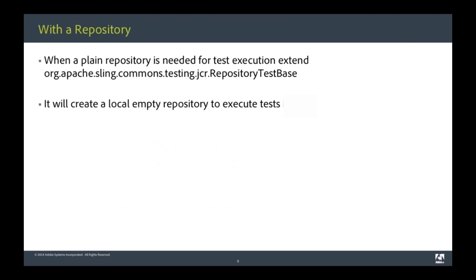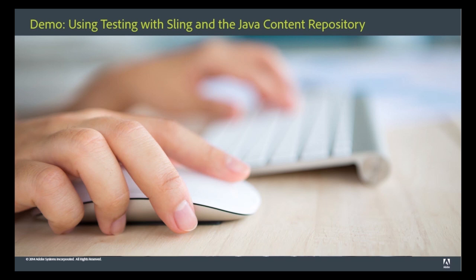Now, when a plain repository is needed for test execution, all we have to do is extend the repository test base class, and then this creates a local empty repository to actually execute the tests. So again, very, very powerful that we have this level of testing with the Java content repository. So let's talk about how to use testing with Sling and the Java content repository.